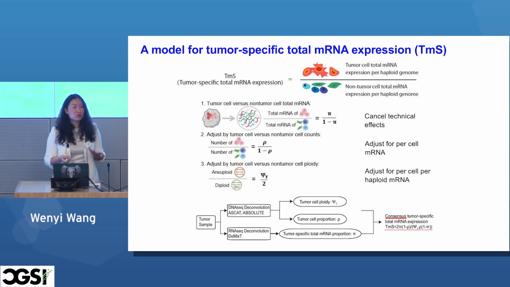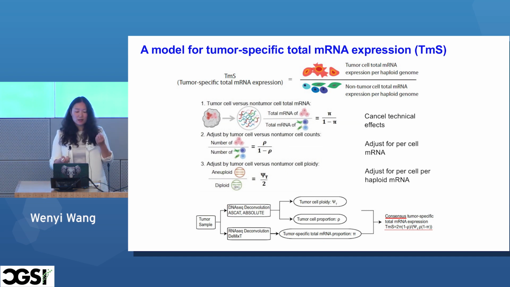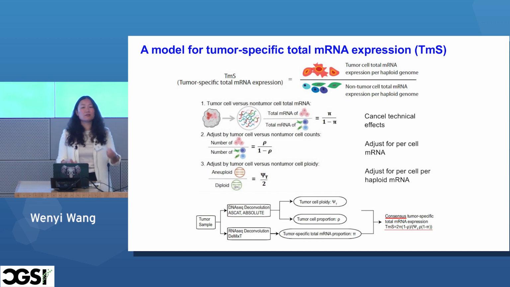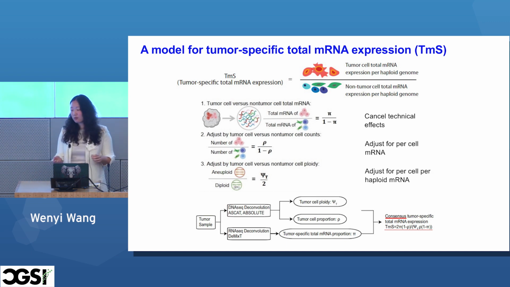So we therefore introduced tumor-specific total mRNA expression, TMS, which is the total mRNA expression per haploid genome for the tumor cells divided by the non-tumor cells. So there's three main steps. The first is, as I mentioned, in order to cancel the technical effects, we take the ratio of the tumor cells versus non-tumor cells. And this ratio is equivalent of an odds of the transcript proportions that we can estimate, pi over 1 minus pi.